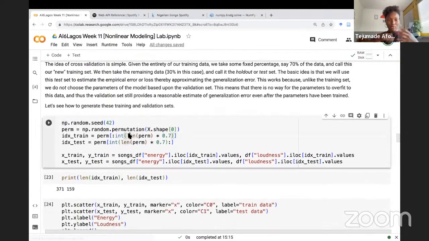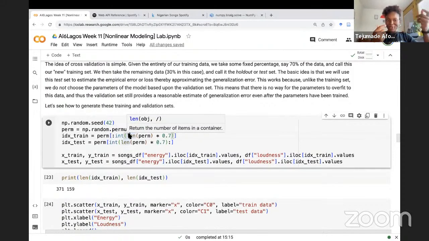The simplest way we can do this is to select some points randomly in our data set and say, all you points belong to the train set, and the other points belong to the test set.